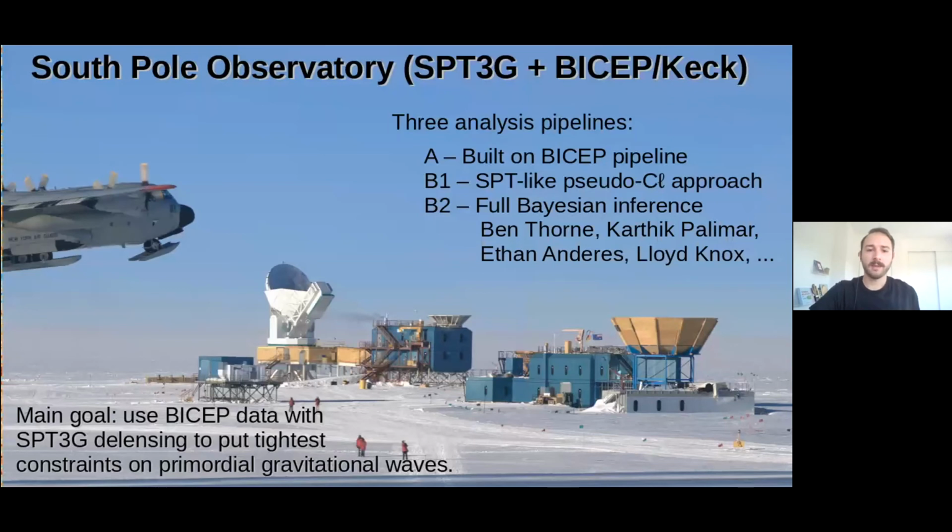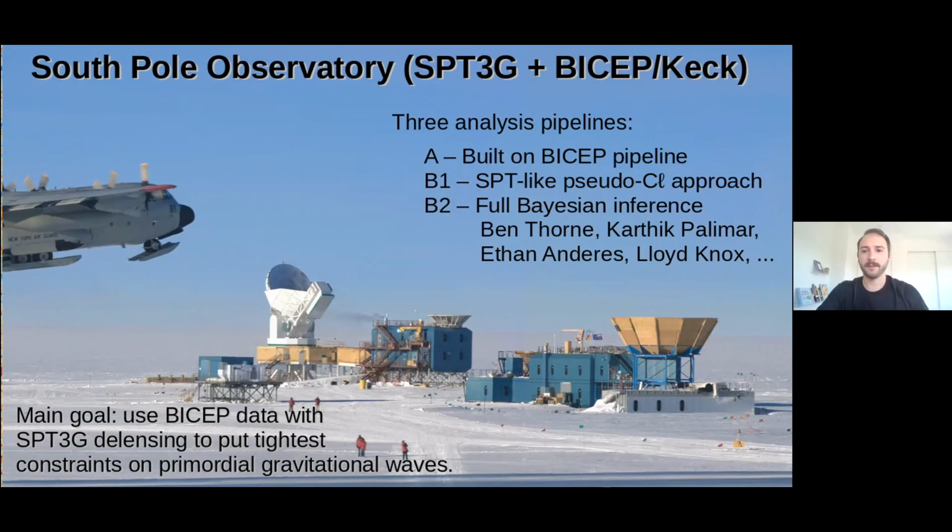So in the last couple of minutes, I want to talk about our extensions to this analysis that we've been doing under the South Pole Observatory, which is the combination of forces from SPT3G and BICEP Keck, with the goal to estimate the tensor to scalar ratio to put the best constraints on it that we have. And within this collaboration, there's sort of 3 pipelines, which are creatively named A, B1, and B2. The one that I'm working on is this B2, which aims to do full Bayesian inference from these 2 instruments.